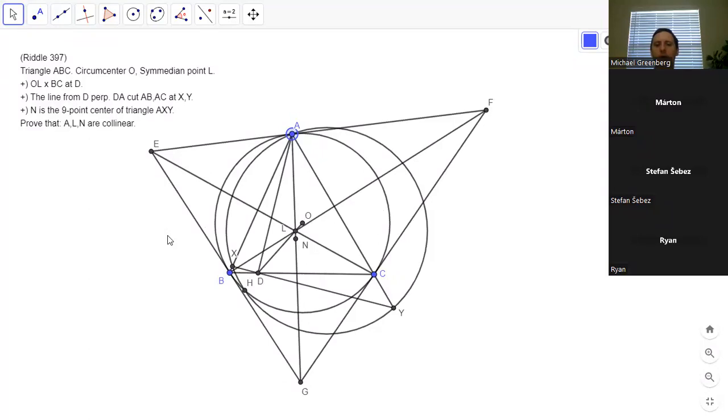So OL is the radical axis of the 3 Apollonius circles. Although I feel like drawing in those will make the problem super messy. So D has the same power with respect to all the Apollonius circles.